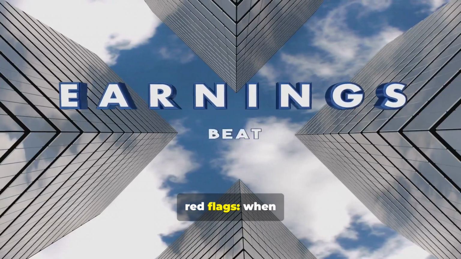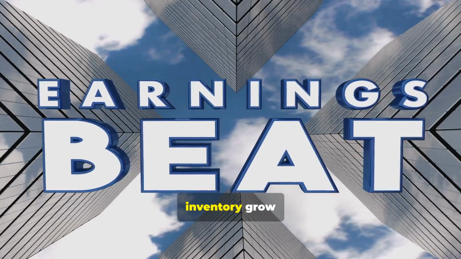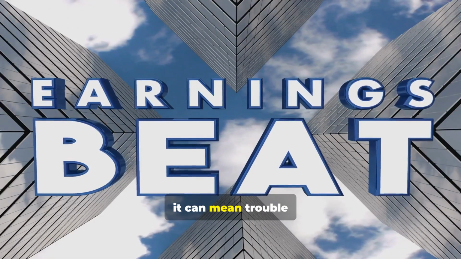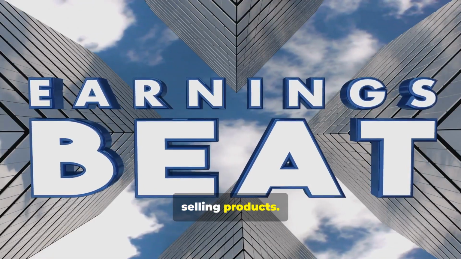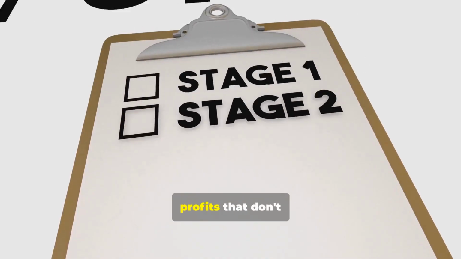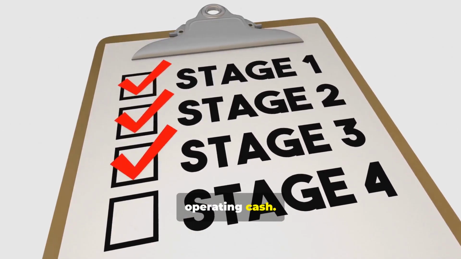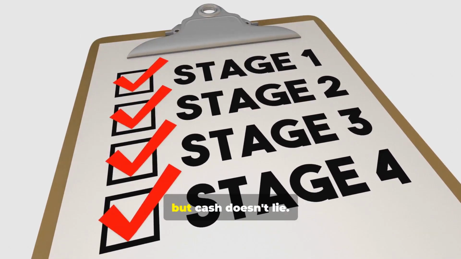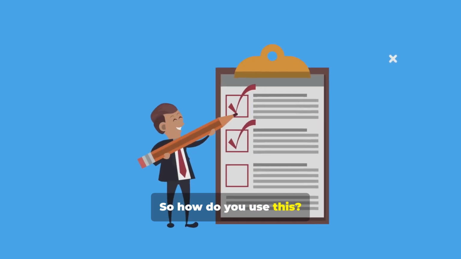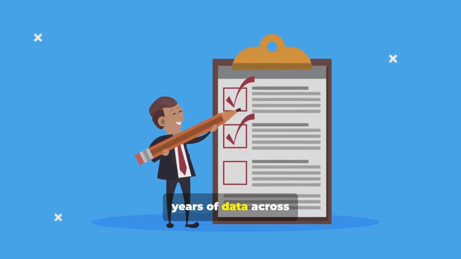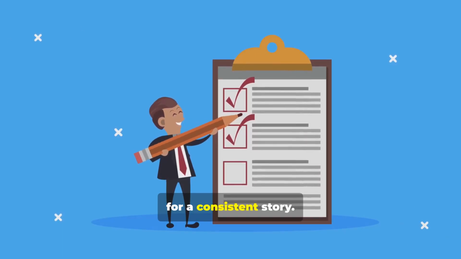Two more critical red flags. When receivables or inventory grow faster than sales, it can mean trouble collecting cash or selling products. And be skeptical of profits that don't convert into real operating cash. Earnings can be managed, but cash doesn't lie. So how do you use this? Scan at least 5 years of data across the three statements for a consistent story.